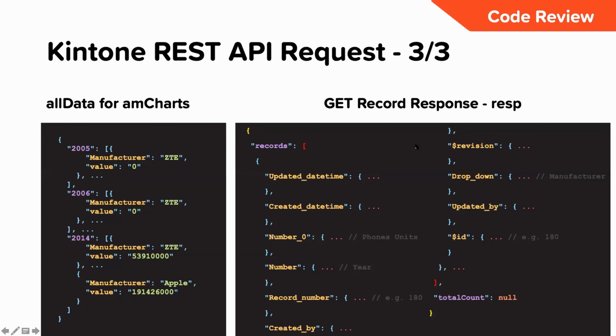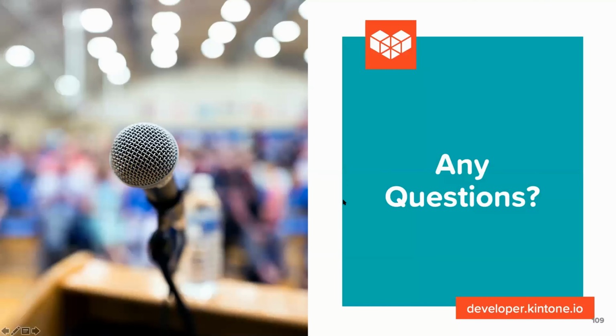And so when we push the data through that function, we're going to come up with a JSON object that looks like this on the left-hand side. And then when we make our get call, we're going to receive a response that looks like this. Folks, any questions?